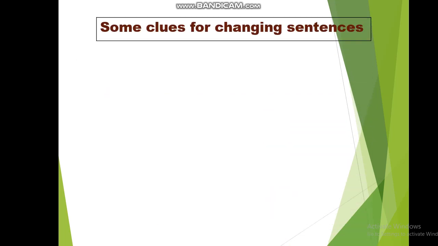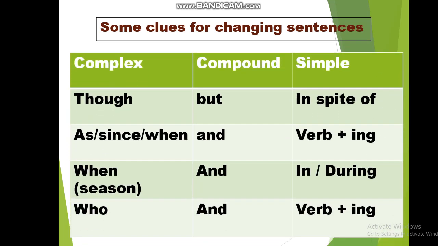Now some rules, some clues. You see there is a table: complex, compound and simple. For your better understanding, this table will help you. Though will be transferred into but, then it will be compound. If it is changed into a simple sentence, we have to use in spite of. The sense will be similar in the sentences. So the structure you can memorize: though, but, in spite of.